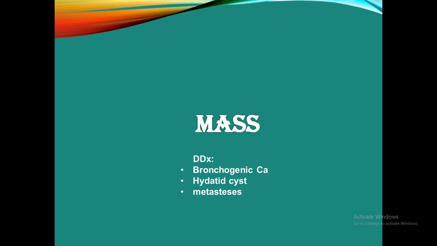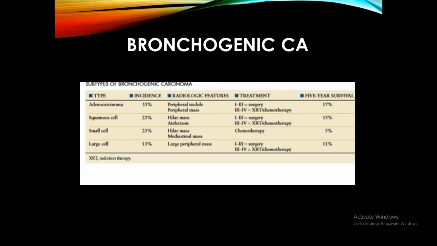Mass. The mass is well-defined opacity and it's mostly malignant. First of all, we should exclude the bronchogenic carcinoma, other differential diagnoses including the hydatid cyst and metastasis. The pulmonary mass يدخلنا موضوع البرونكوجينيك كارسينوما، موضوع مهم جدا وعليه ثقل كبير جدا.